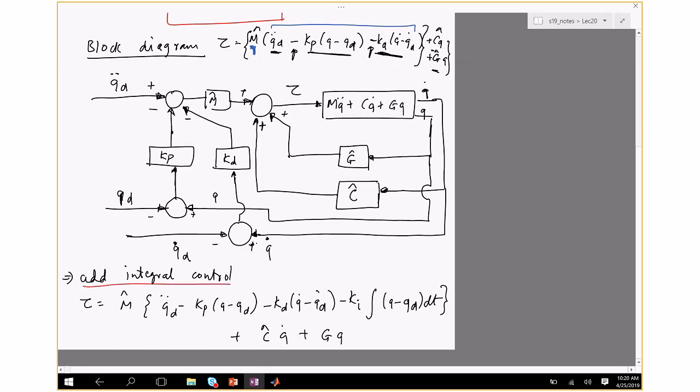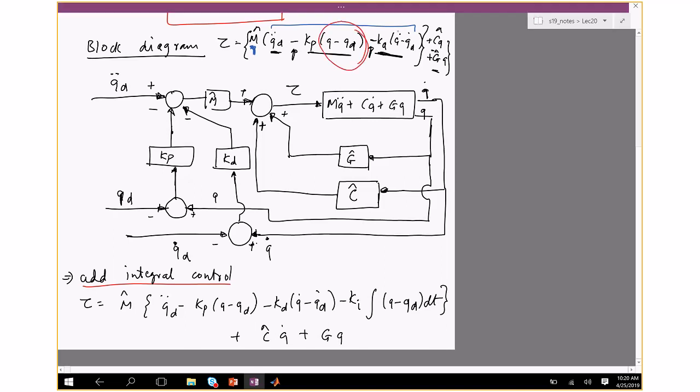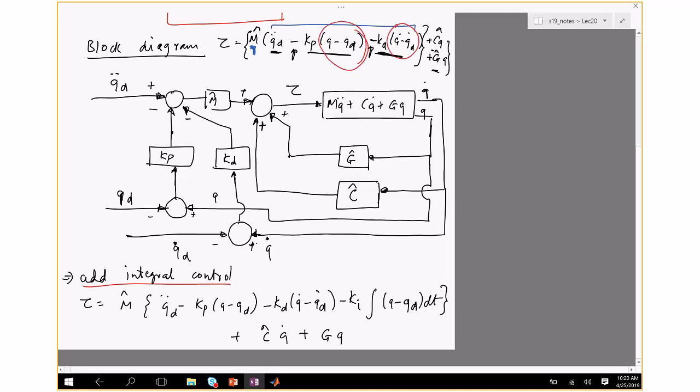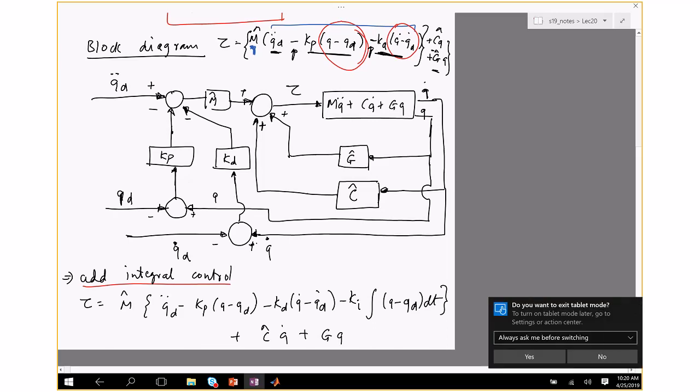Okay, so this looks very complicated, but it's really a very small change over what we've done so far. We just added this term and this term, right? Which is q minus qd. That's all. I'm going to show you simulations which achieve trajectory tracking.